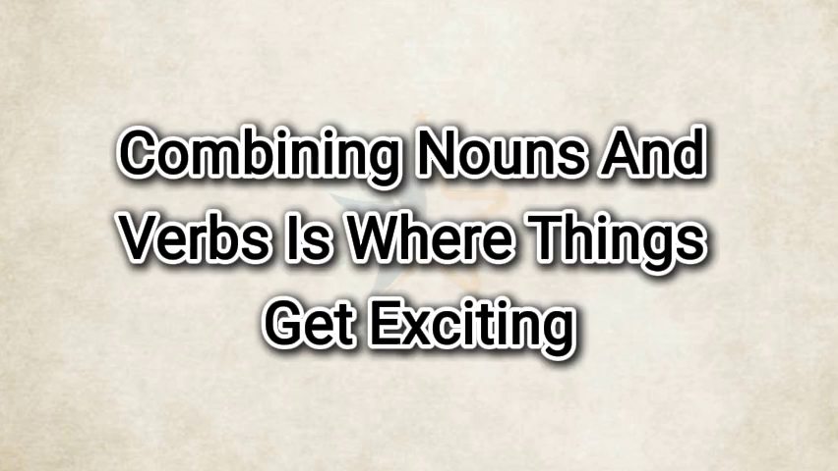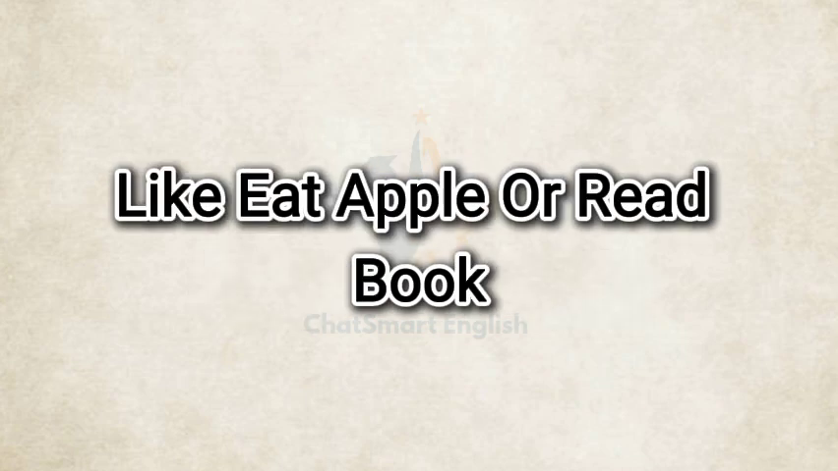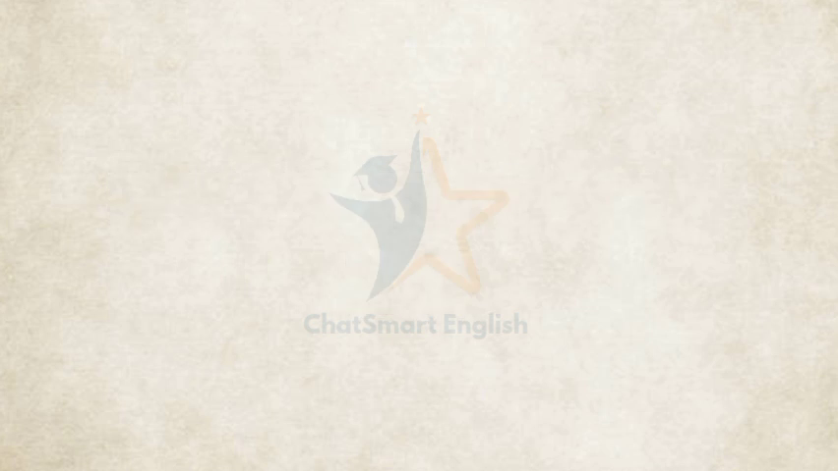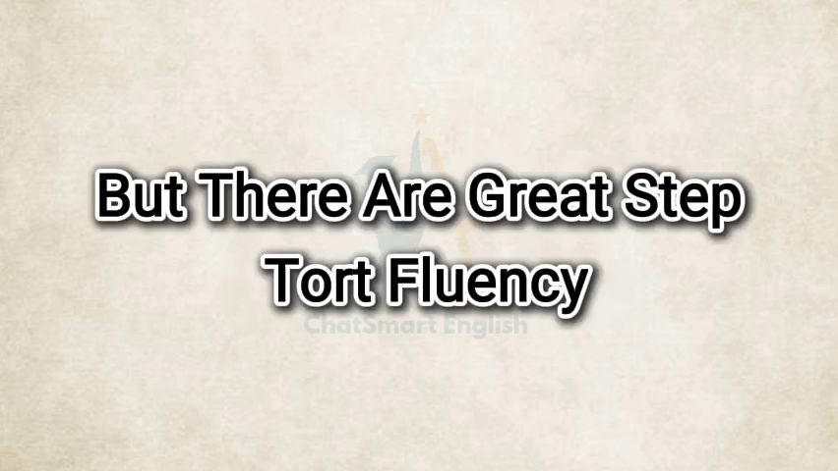Combining nouns and verbs is where things get exciting. You can start forming simple thoughts like eat apple or read book. These aren't full sentences yet, but they're a great step toward fluency.